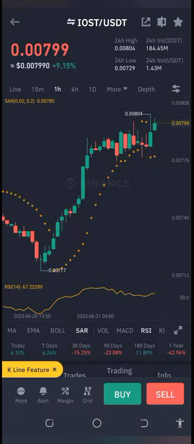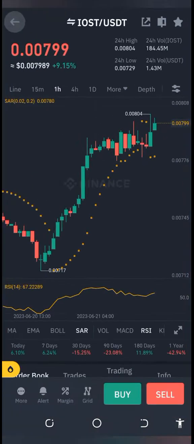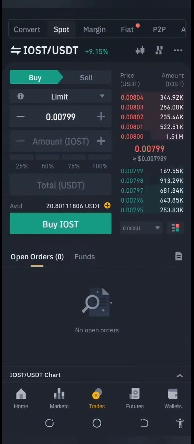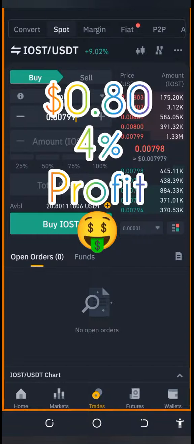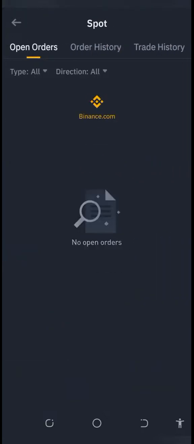Wow, what happened to IOST? It went all the way up. Look at this. Something actually happened. But that actually favored us, really, because now we've been able to make 80 cents over our $20. Oh my gosh, this is beautiful. Let's go and check what happened here.